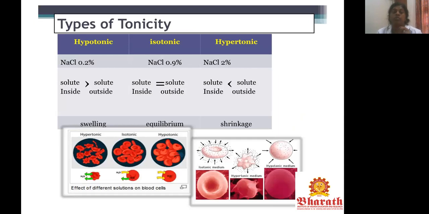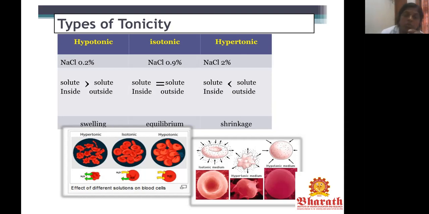So, types of tonicity. Tonicity is classified into three types: hypotonicity, isotonicity, and hypertonicity. Here, the solute inside and the solute outside. In 0.2% NaCl, hypotonic means the solute will be inside and the solute will be outside.